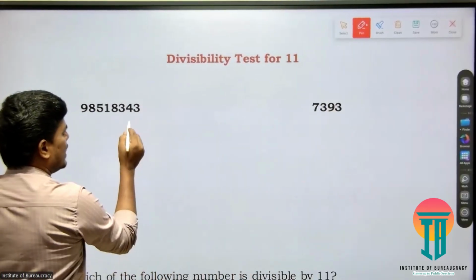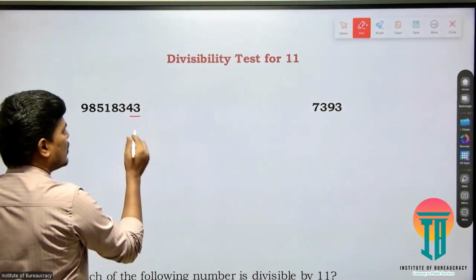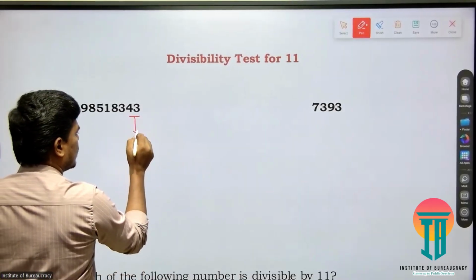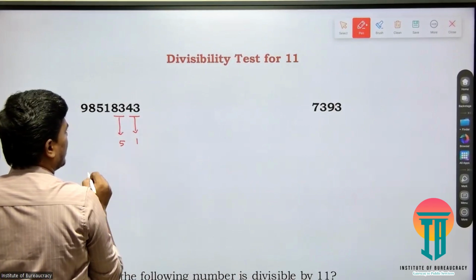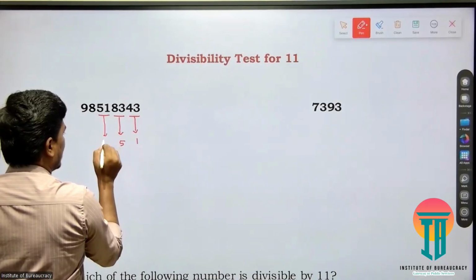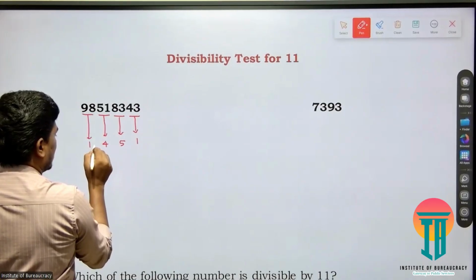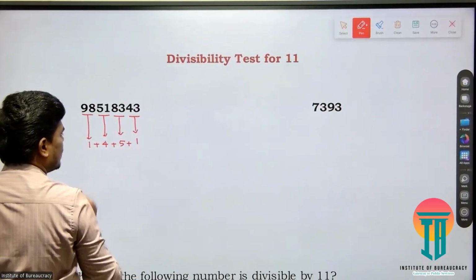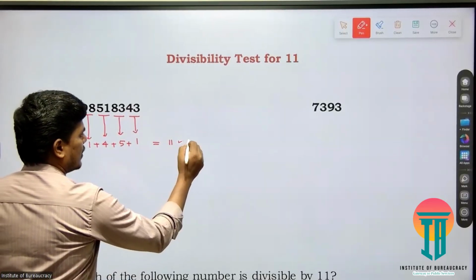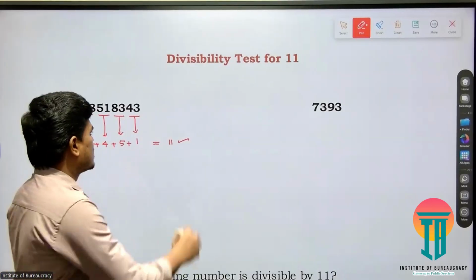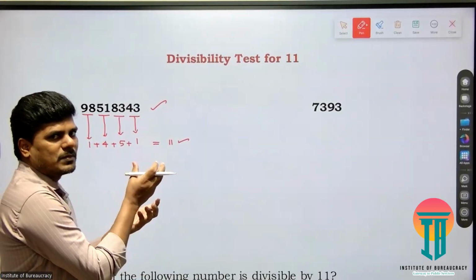The other way is you try to find the difference. Two numbers you take from the right. Try to find the difference. 4 minus 3, it is 1. 8 minus 3, it is 5. 5 minus 1, it is 4. 9 minus 8, it is 1. Now you add the numbers. I'm getting 11. 11 is a multiple of 11. Therefore, this number is divisible by 11. This is the other way. You just subtract the two numbers from the right.